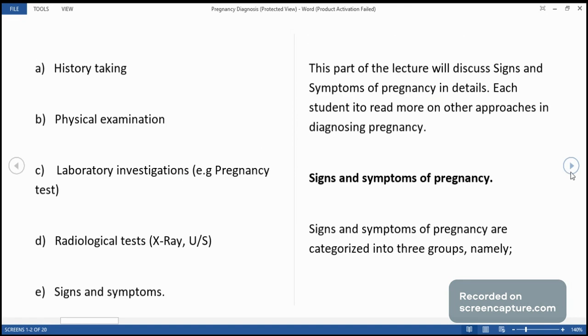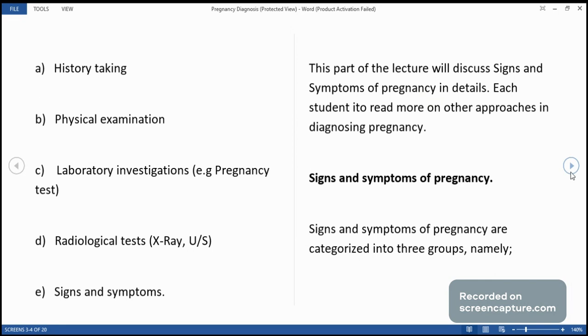The first thing is history checking. The mother has come to your facility. There is a complaint. There is a history of missed period. There is some morning sickness such as nausea, low abdominal pain, some mild headache, loss of appetite, and so on. So that also comes into play. That is one comprehensive thing. So history taking is one of the diagnosis processes. You have to take a history of the mother.